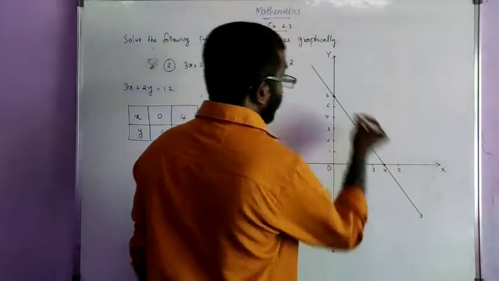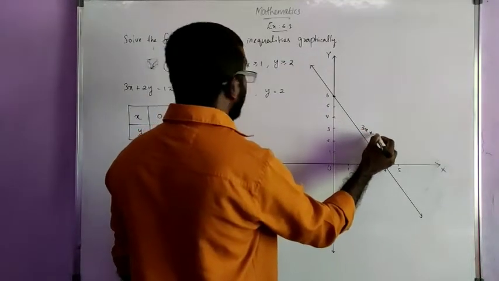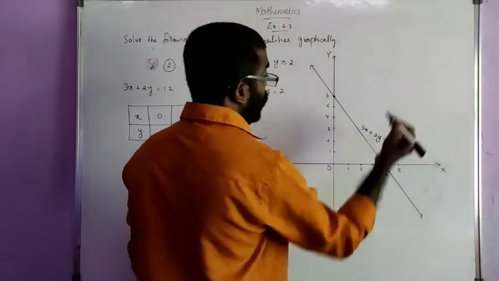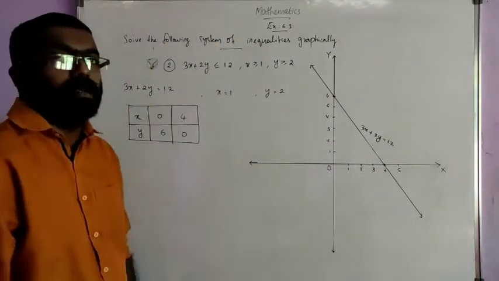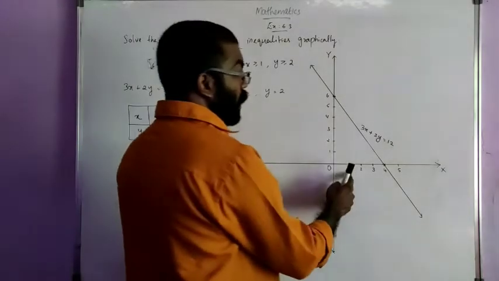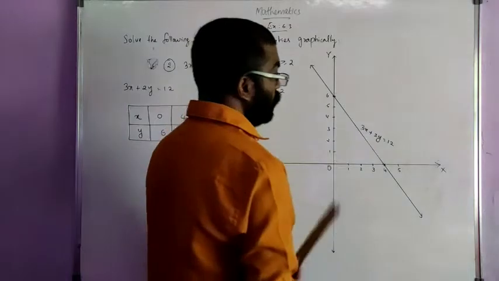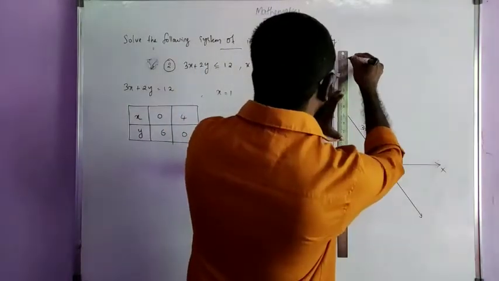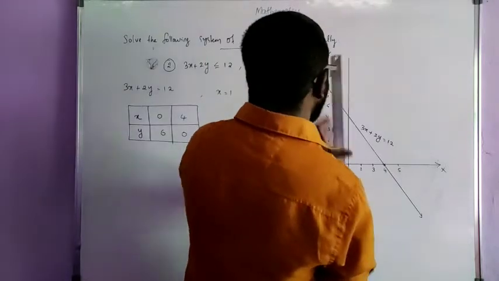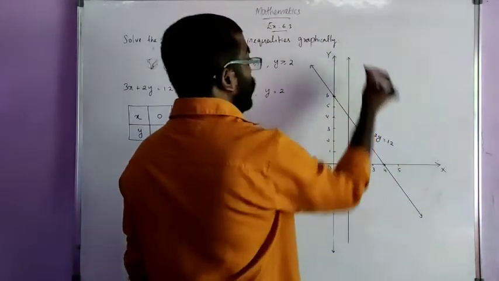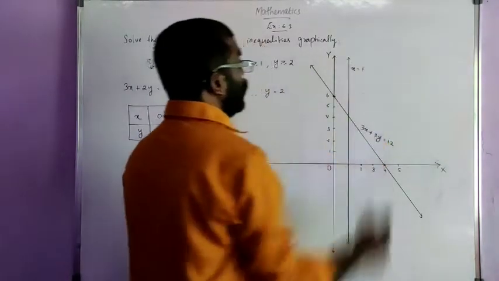And we can write here 3x plus 2y is equal to 12. Okay. And the next is x equal to 1. So through 1 we have to draw a line parallel to y axis. Okay. So this line will represent x equal to 1. Here we can write x equal to 1.